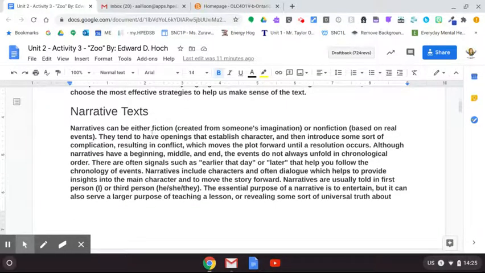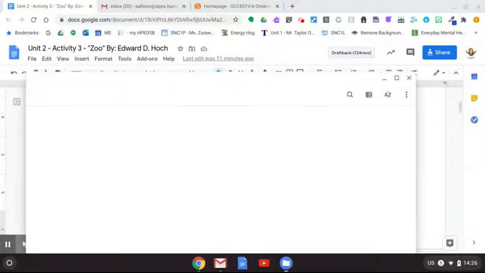So what do we know about narratives? They can either be fiction or they could be nonfiction. Fiction tends to be something created from somebody's imagination, like Harry Potter. Nonfiction might be a story based on something that actually happened to somebody during their lifetime.